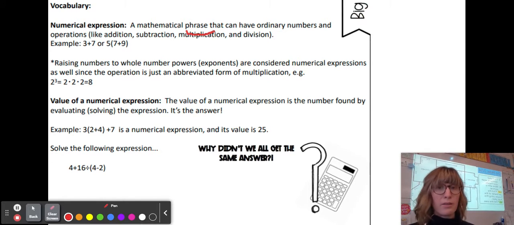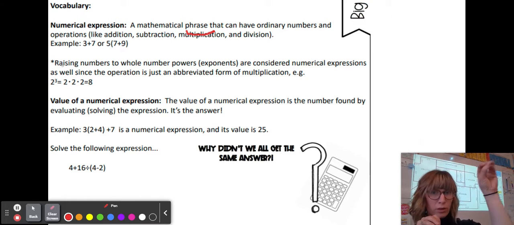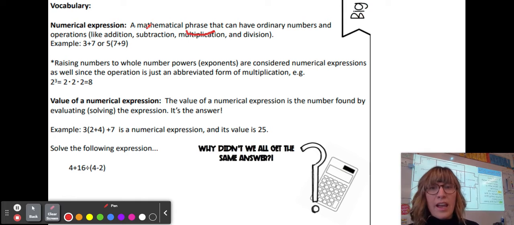When you raise numbers to exponents, to a power, raising numbers to whole number powers, those are considered numerical expressions as well, because all an exponent is, is repeated multiplication, right? So 2 to the third power, like you see here, is the same as 2 times itself 3 times. The exponent amount of times: 2 times 2 is 4, 4 times 2 is 8.